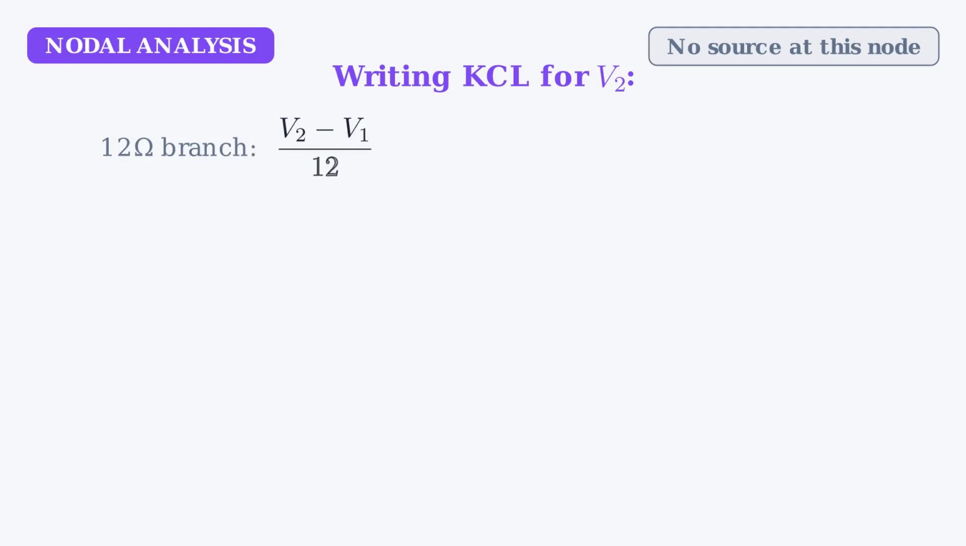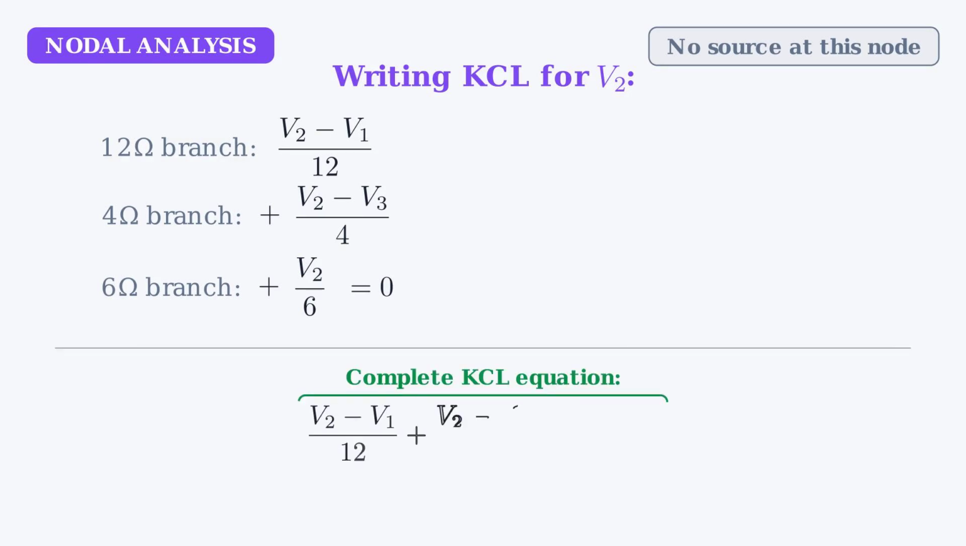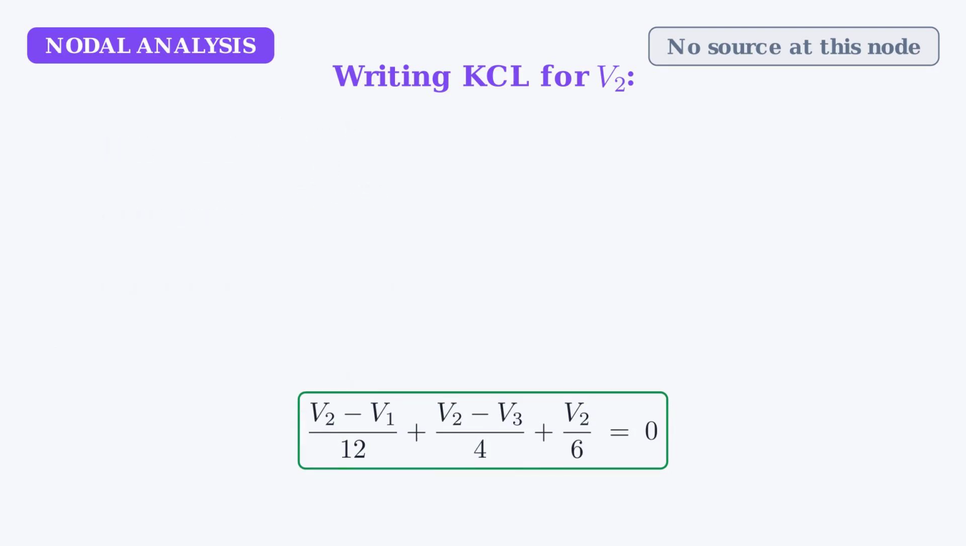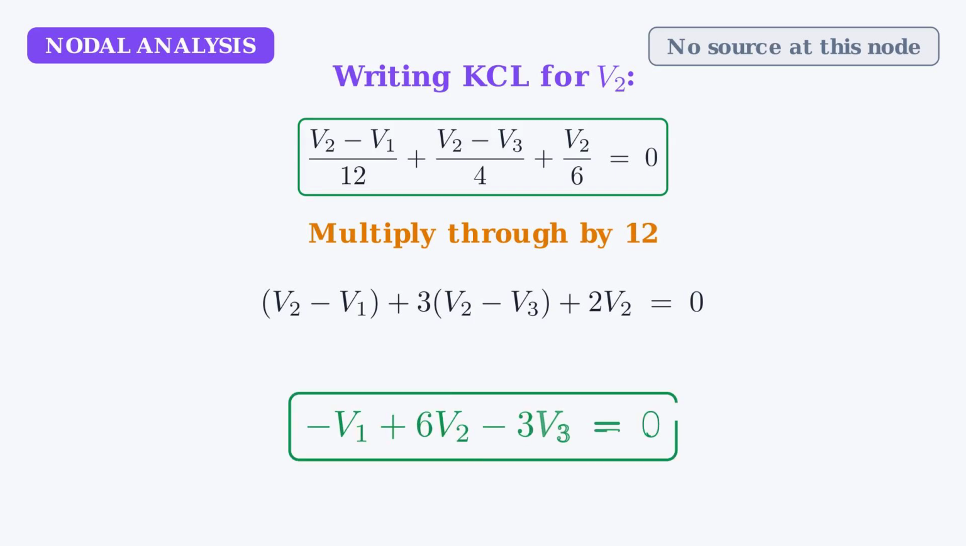KCL at node V2. 3 branches, no current source at this node. The 12 ohm resistor gives V2 minus V1 over 12. The 4 ohm resistor to V3 gives V2 minus V3 over 4. The 6 ohm resistor to ground gives V2 over 6. Equation: V2 minus V1 over 12 plus V2 minus V3 over 4 plus V2 over 6 equals 0.